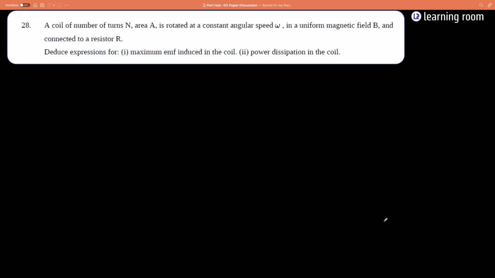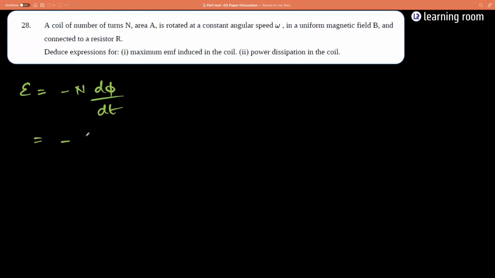So, a coil of number of turns capital N and area A is rotated with an angular speed omega in a uniform magnetic field and connected to a resistor. Deduce the expression for the maximum induced EMF. So what are you supposed to get? NBA omega. So E is equal to what? According to Faraday's law, minus N into d phi divided by dt.